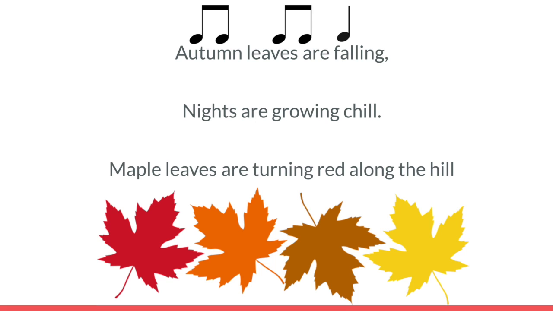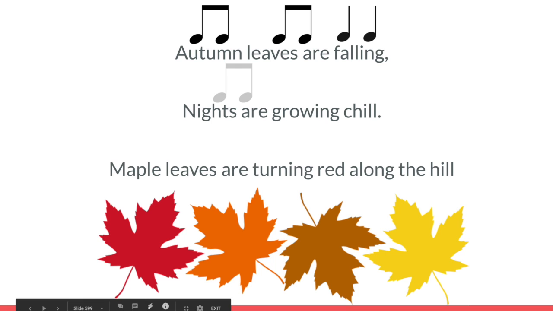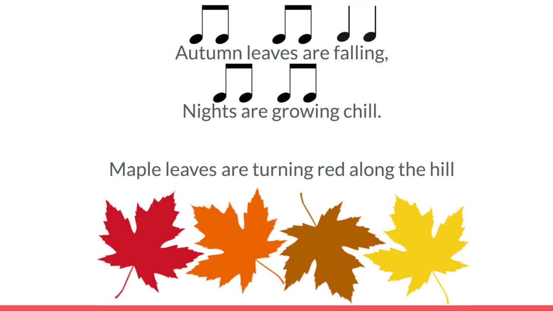Ti-ti-ti-ti-ta, falling. What kind of note are we going to use for falling? Ti-ti-ti-ti-ta, nights are. What are we going to use for nights are? Ti-ti, growing. Makes two sounds. Ti-ti, chill. Makes one sound, but I think we have a space after that. Ti-ti-ti-ti-ta.